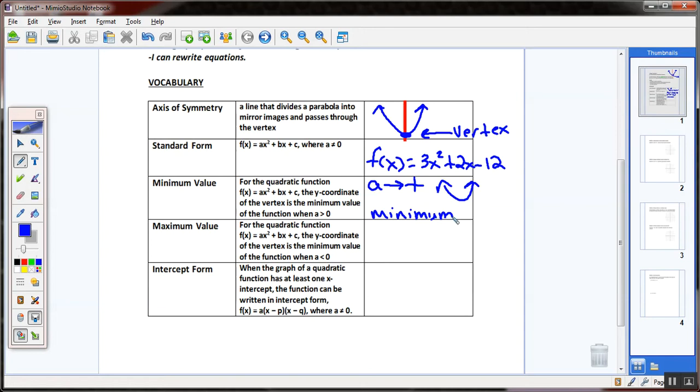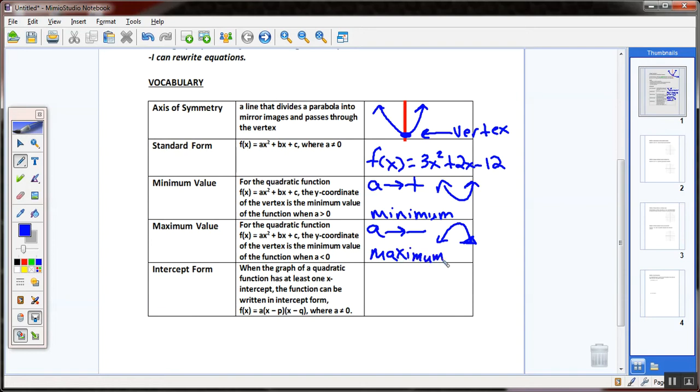So what do you think is going to happen if a is negative? If a is ever negative in these types of situations, you're not going to get a U-shape, but rather an arch, because if I put a negative out in front, it flips stuff over the x-axis. We've talked about that. That's going to imply some kind of maximum vertex.